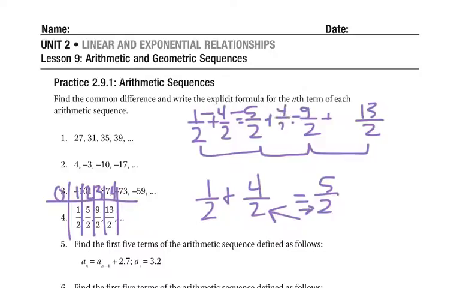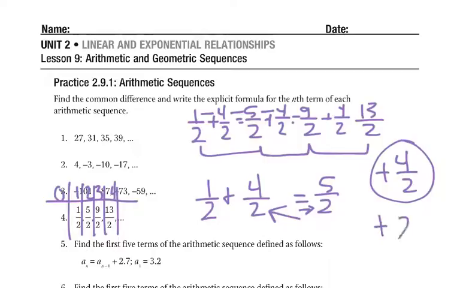What about, will it work to get 9? 5 plus 4 gives me 9. 9 plus 4 gives me 13. Okay, so I'm adding 4 over 2. Now, we can simply leave it like that, or we could realize 4 over 2 is the same thing as adding 2. Those are equivalent numbers, so it doesn't matter which one I use.